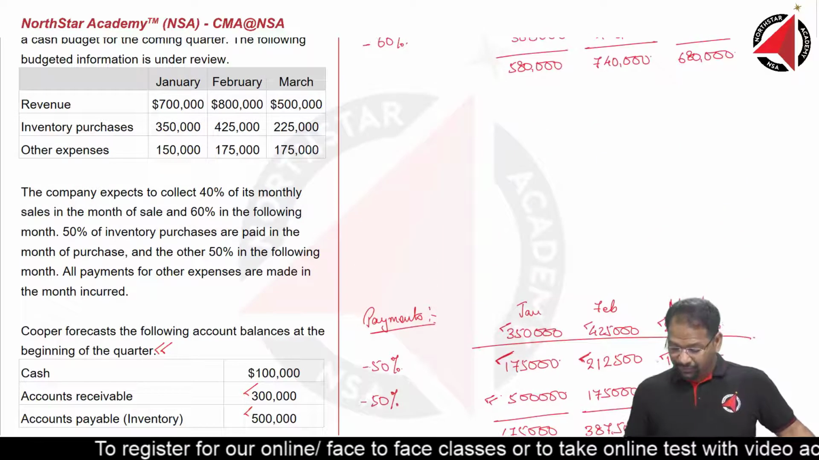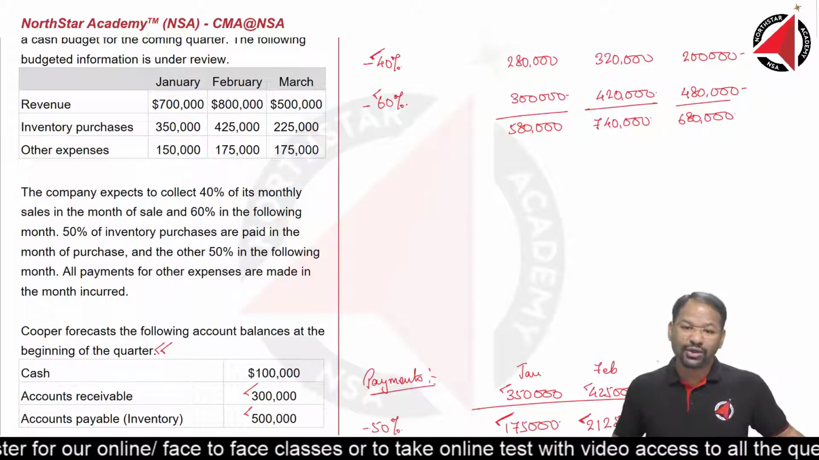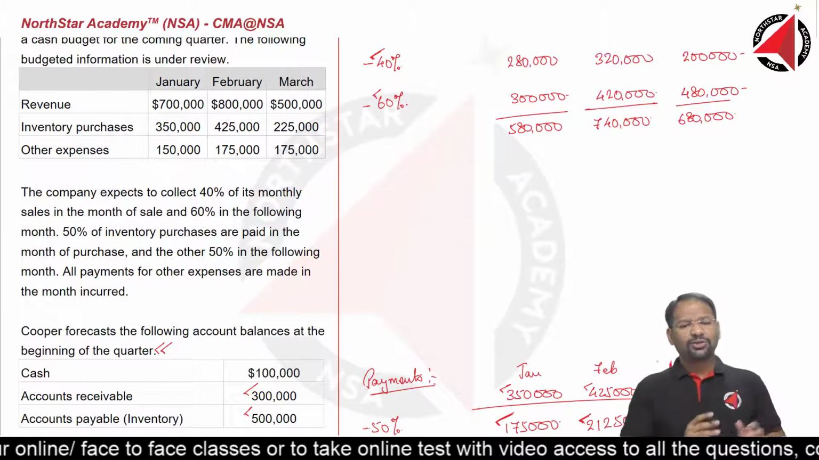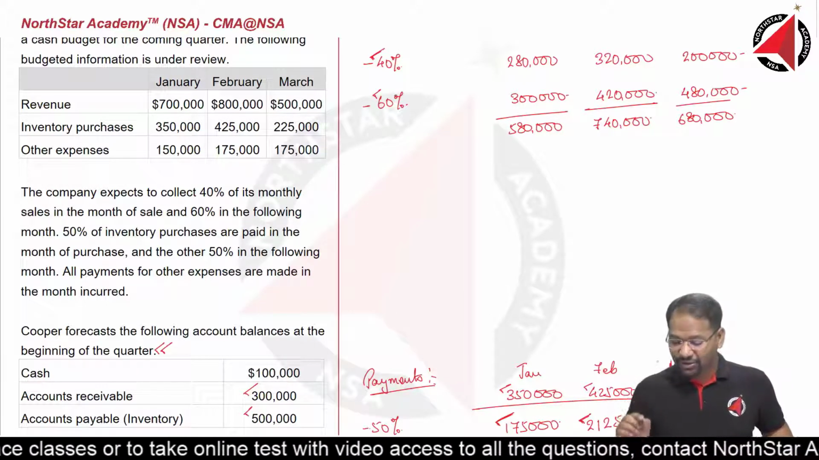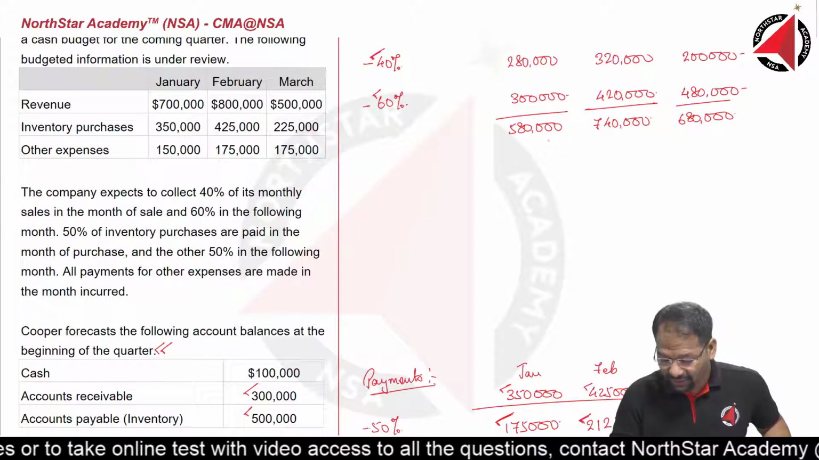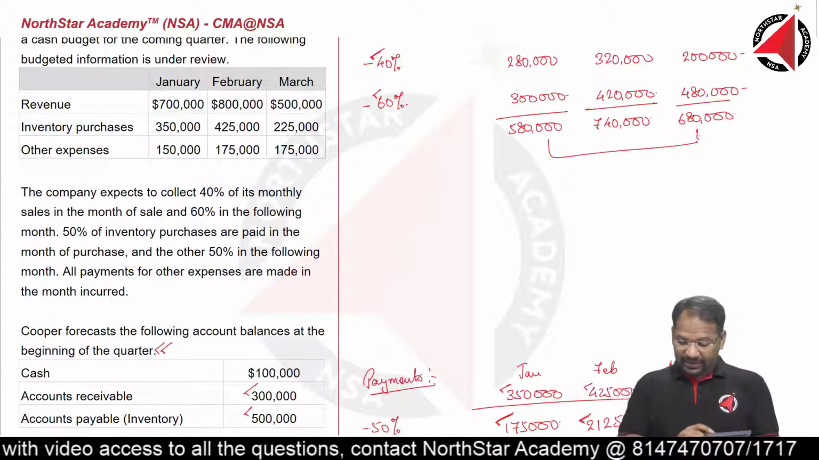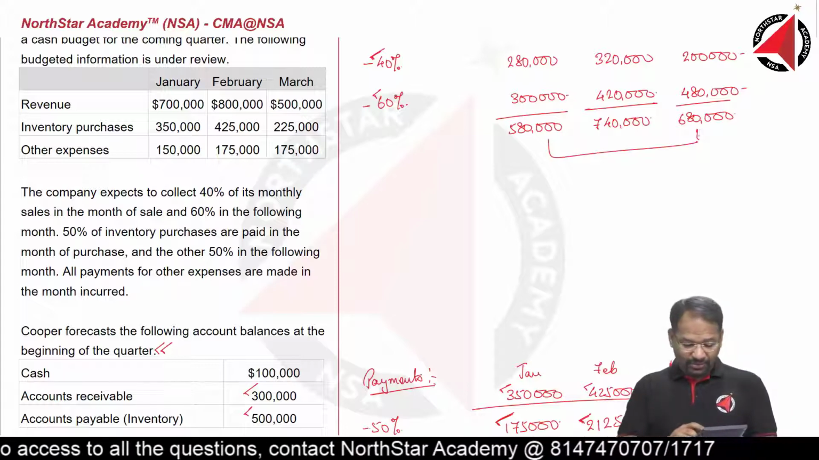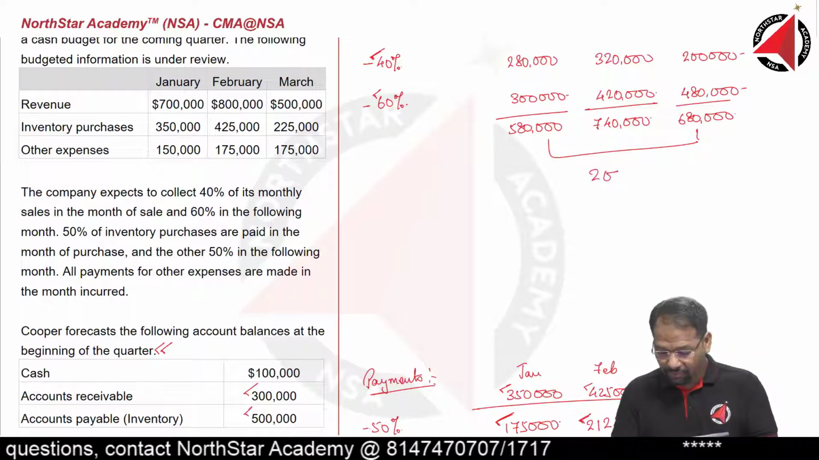Now, if you want to show it separately month wise, we can show it, or we can show it quarter wise also, because the question has not asked us for any particular month. So we can show all this information quarter wise. So how much are the total receipts that we have? 580,000 plus 740,000 plus 680,000. We have the total receipts of 2 million.